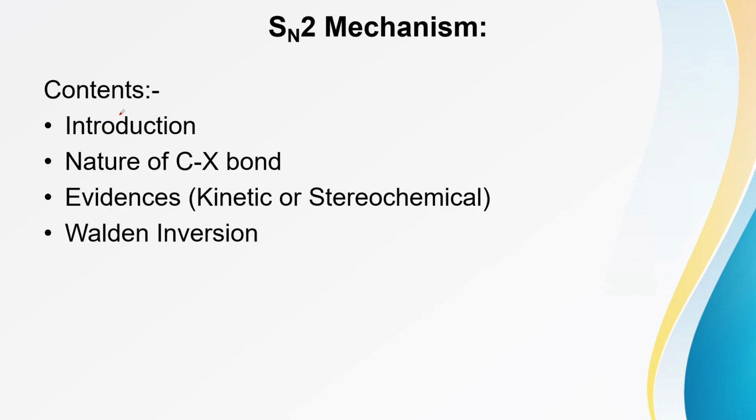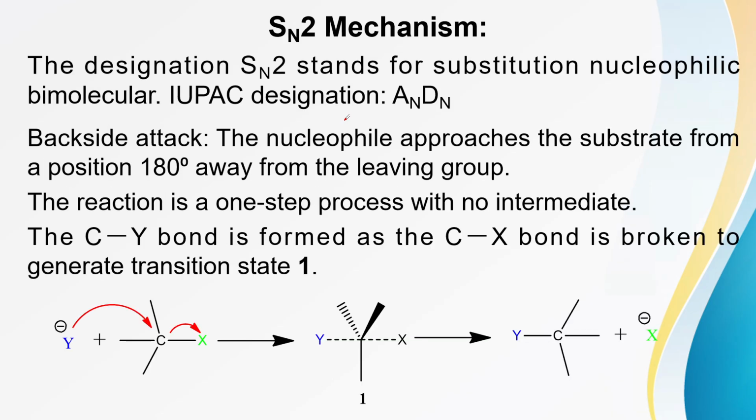Contents are, we briefly see its introduction, what is the nature of the C-X bond, then we will discuss its evidences such as kinetic evidence and stereochemical evidence, and then we will discuss Walden inversion. So let's start. The designation SN2 stands for substitution nucleophilic bimolecular, meaning during this reaction the leaving group X is substituted by the nucleophile Y, and this reaction is a bimolecular reaction, meaning during the reaction two molecules are involved. One is our nucleophile and the second one is the substrate.